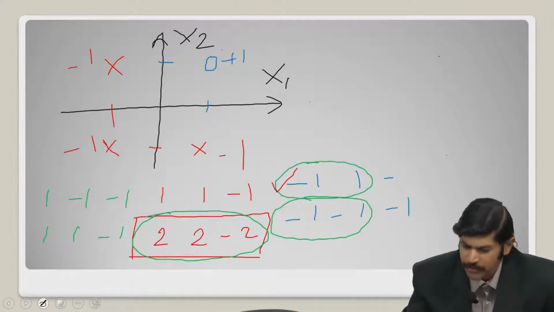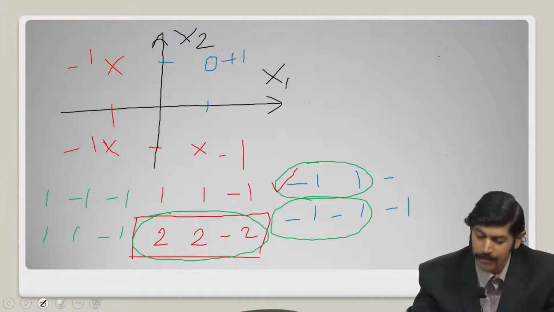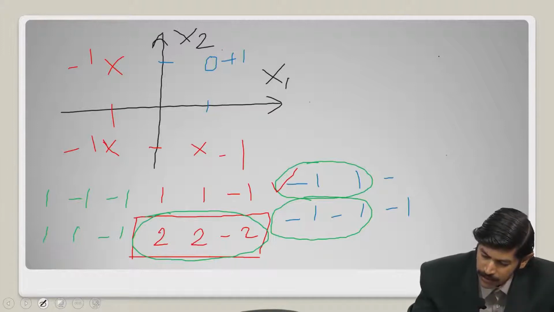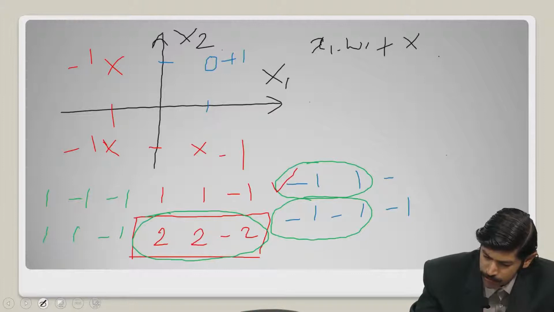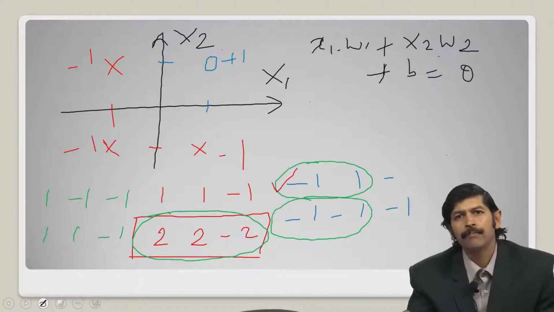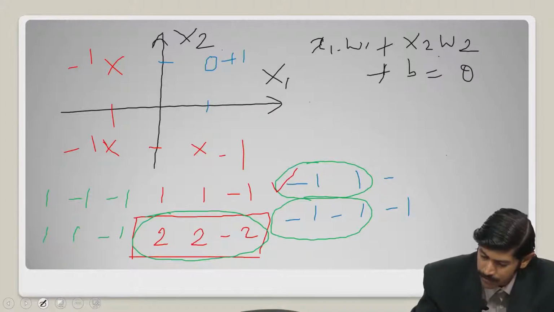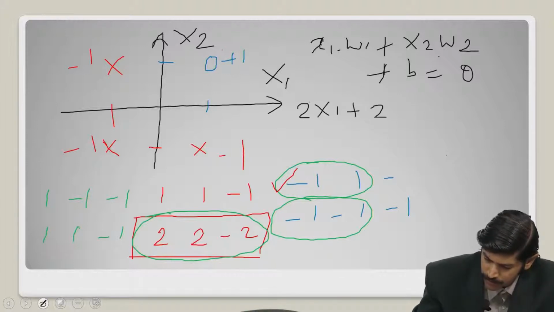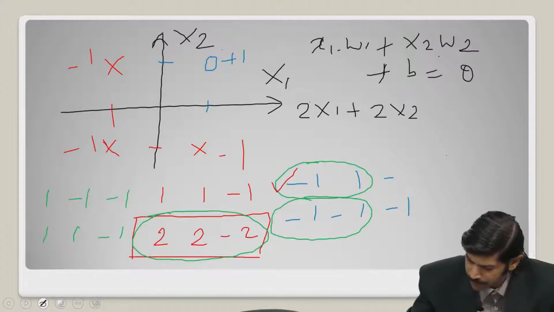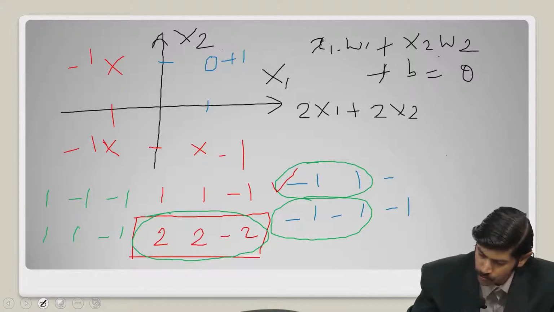We will answer this question by once again invoking the underlying maths. The underlying maths says that x1 into w1 plus x2 into w2 plus bias is equal to my theta value. Now if I plug in these values, w1 is 2, so 2 times x1 plus 2 times x2 plus bias term of minus 2 is equal to the theta value, which is 0.